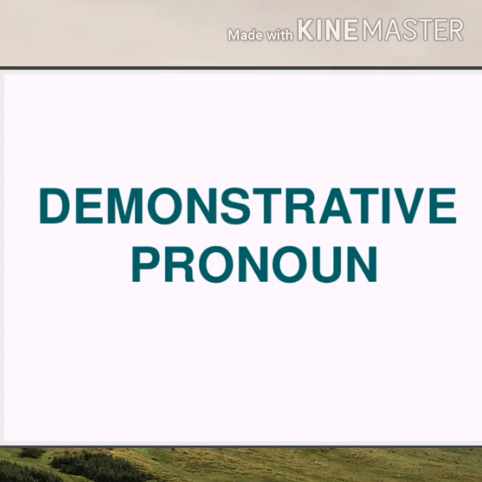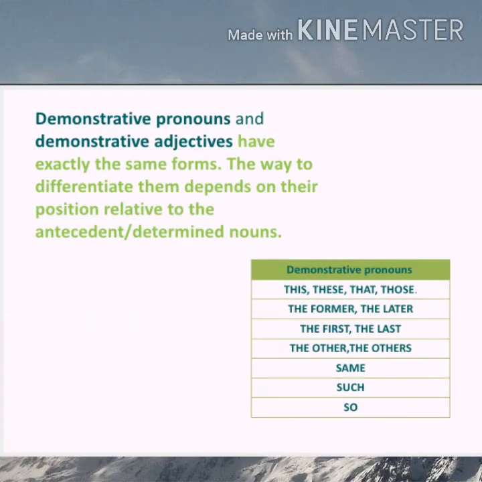Now let's see demonstrative pronouns. Demonstrative pronouns and demonstrative adjectives have exactly the same forms. The way to differentiate them depends on their position relative to the antecedent-determined nouns. Demonstrative pronouns are this, these, that, those. For example, the former, the latter, the first, the last, the other, the others, and so on.